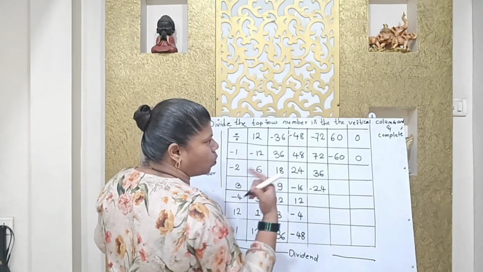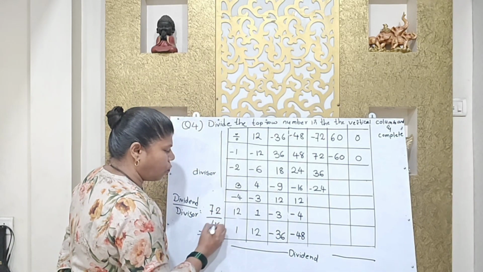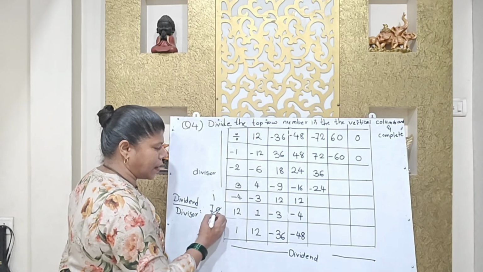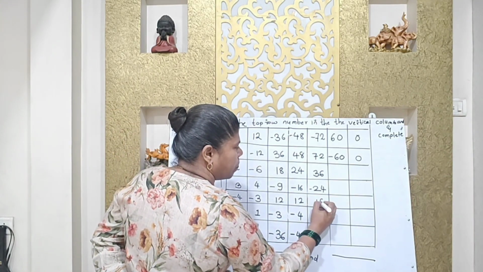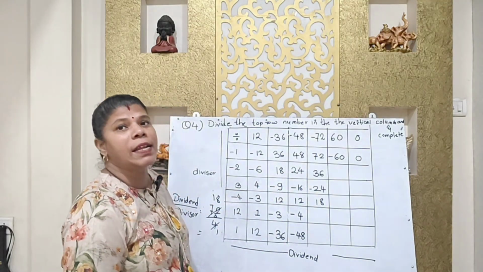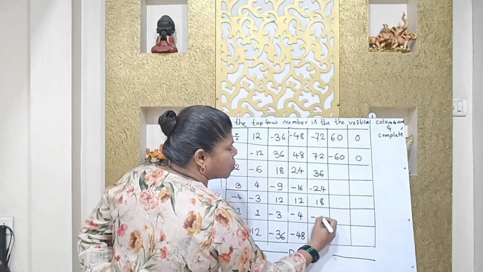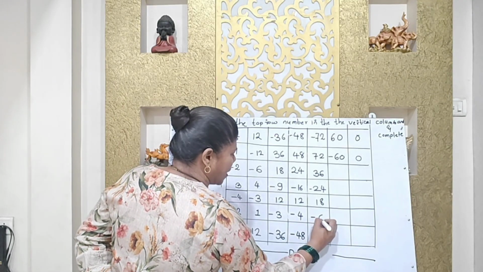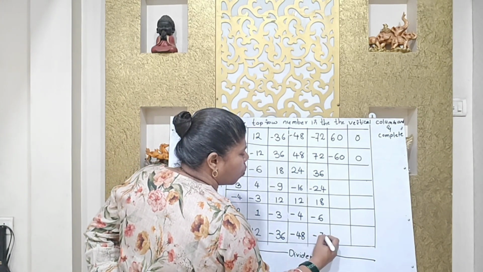minus minus plus. No need to write the sign here. So your 4 1s are 4, remaining 3. 4 8s are 32. Answer will be 18. In the table of 12, 72 comes. Yes, 12 6s are 72, plus minus minus. So answer will be minus 6. Number divided by 1, answer will be that number only.